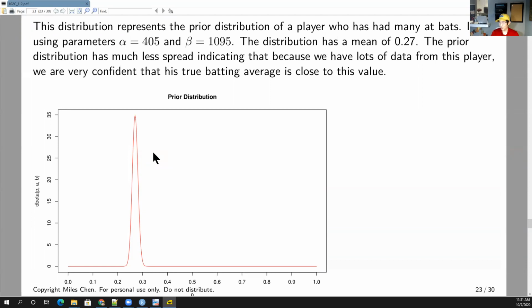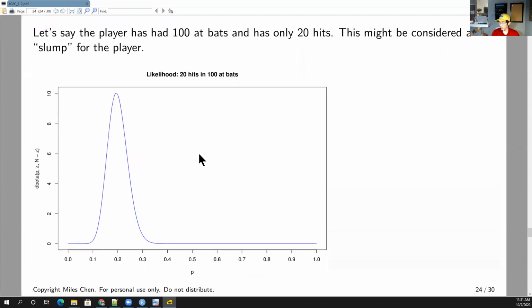We've been following his career, and currently his batting average is around .270. What would happen if the player has had kind of a poor performance over the last several games? Maybe in the last 100 at-bats, the player has had only 20 hits. We might say this player is in a bit of a slump, in that he's only batting around .200 in the last 100 at-bats.